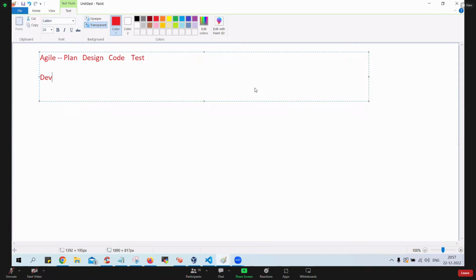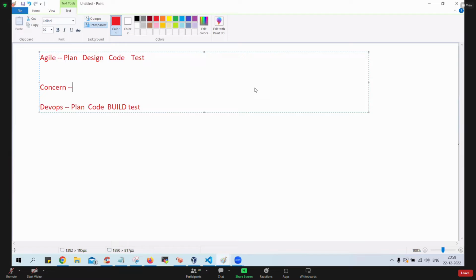But when it comes to DevOps, they also have the plan. Design is gone. I told you that design has been merged into the plan, and they had code in place. That's common, no difference. But after the code, they suddenly came up with a build process here. Build and then test. You got it? Now the question is, why do you think DevOps has introduced the build process in between here? There was no build phase here. That means definitely there is some concern.